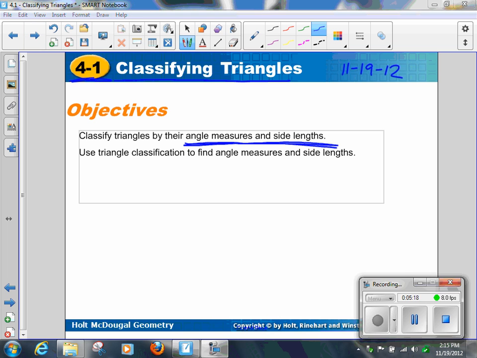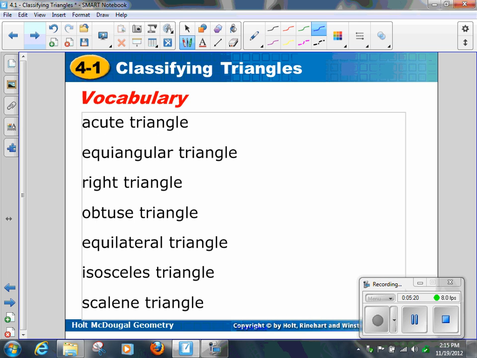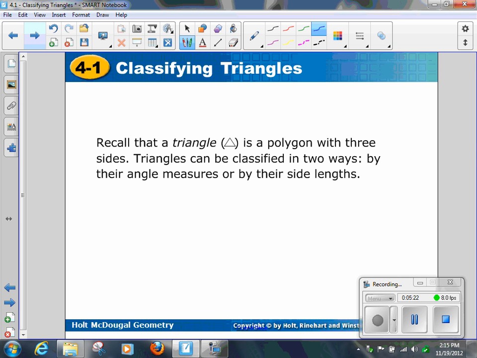Video. Here we go. All right. You got to remember that a triangle is a polygon with 3 sides. That's all you need to write. Polygon with 3 sides. Okay? Triangle is a polygon with 3 sides.